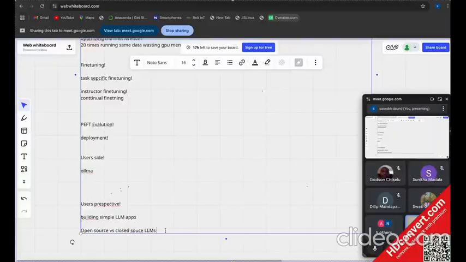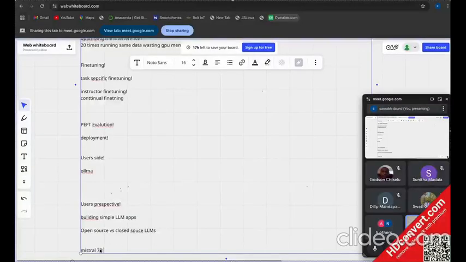When I talk about open source, the best example is Mistral 7b. We'll be building a lot of things around this, especially tasks like summarization. Even GPT can't do a better job at summarization than Mistral 7b, as far as I have used it. That is what I think.